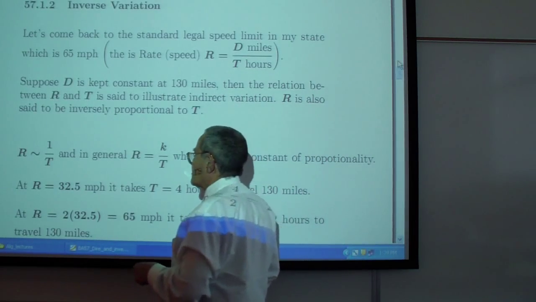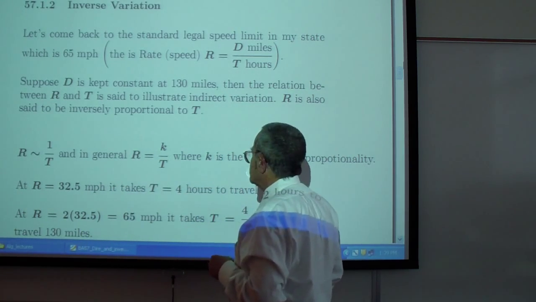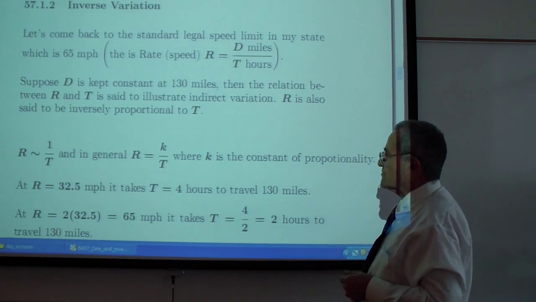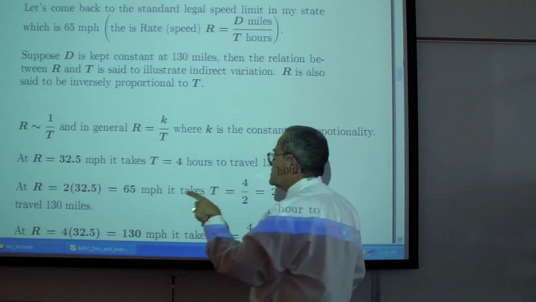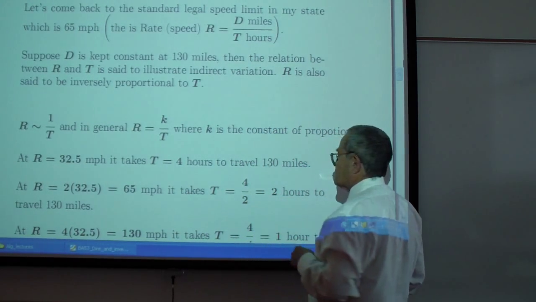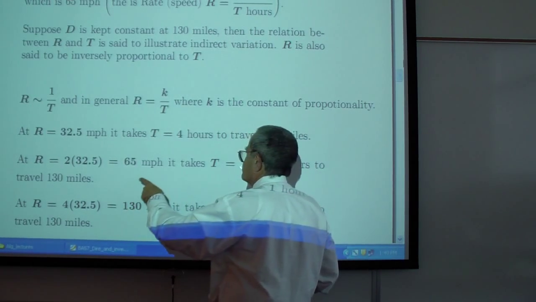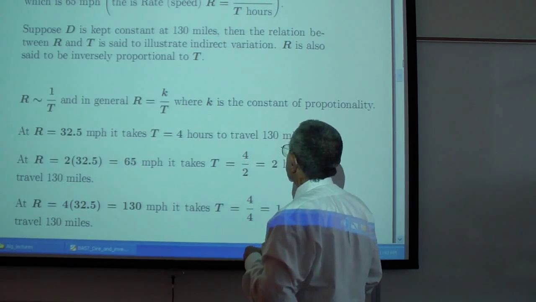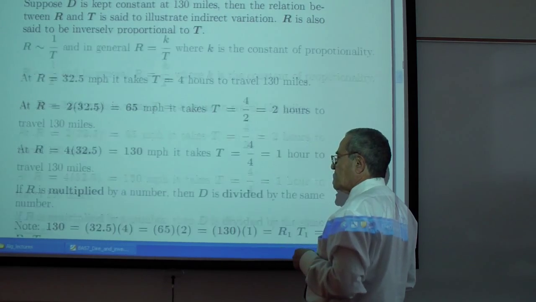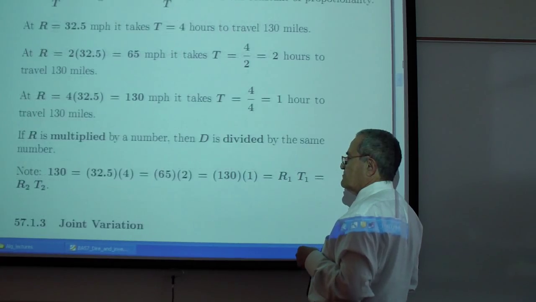R is inversely proportional to T, and in general R is K over T, where K is again the constant of proportionality. If R is 32.5 miles per hour, it takes T 4 hours to travel 130 miles. If R is doubled, then T is cut in half. If R is multiplied by 4, T is divided by 4. If R is multiplied by a number, then T is divided by the same number.